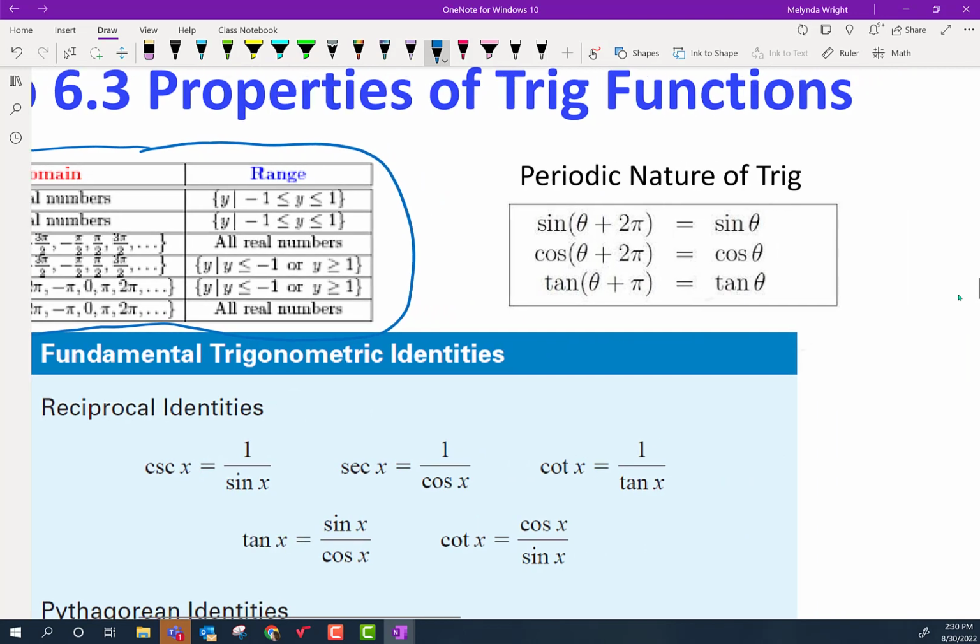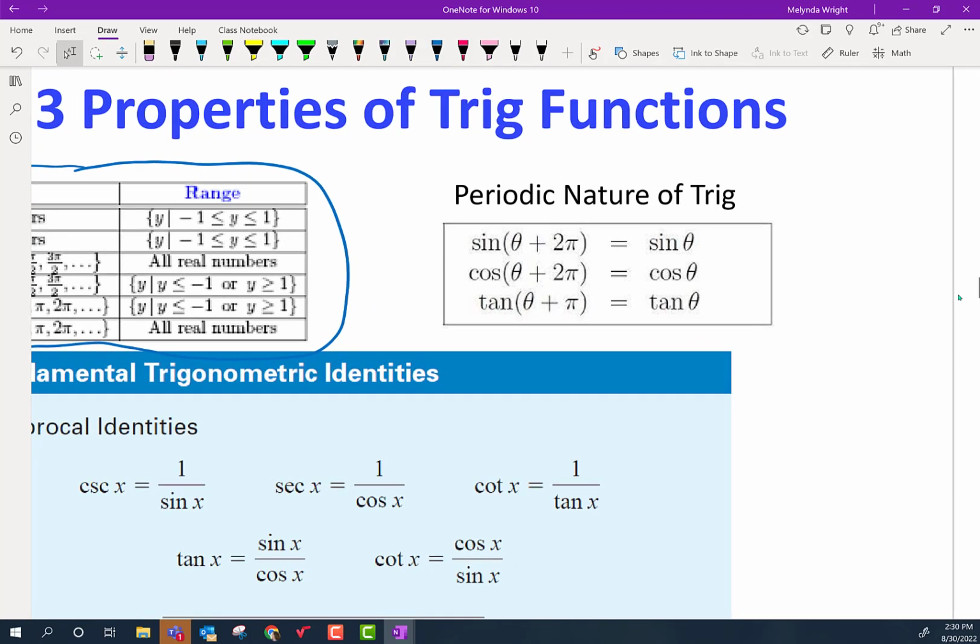The periodic nature of trig, let's just talk about that a little bit briefly. What this tells us is that if I were to add 2 pi to any angle here, it would generate the exact same thing as if I hadn't. So let's talk about that in relation to the unit circle. If I am at this angle right here, and I add 2 pi to it, it takes me to the exact same angle. So there's really no change. That's why these expressions are equal or equivalent to each other.